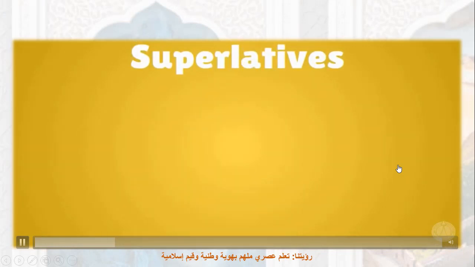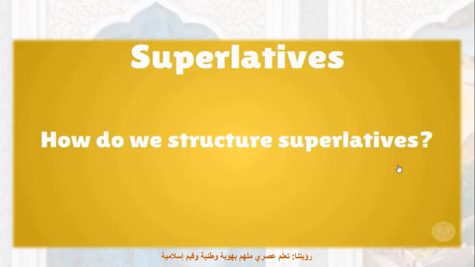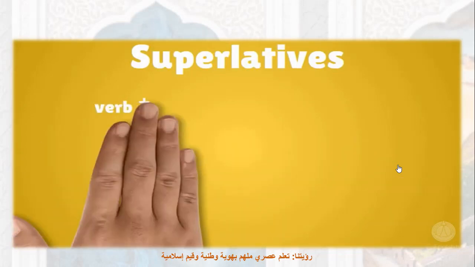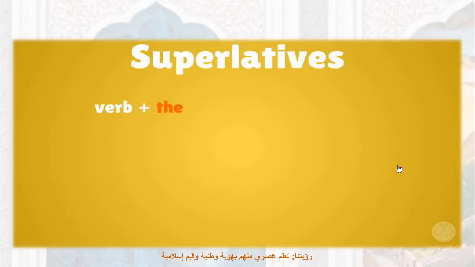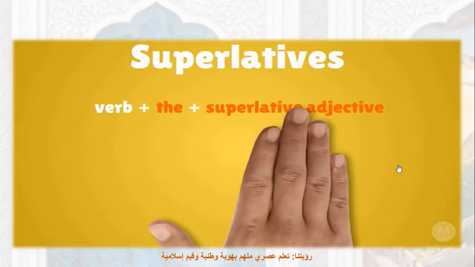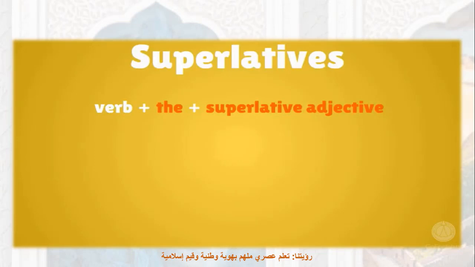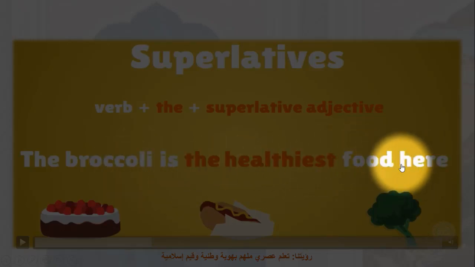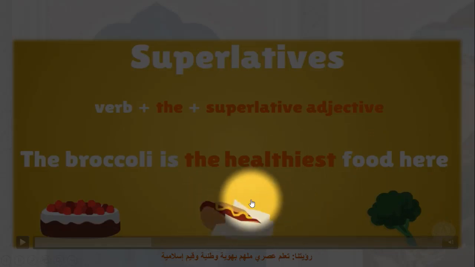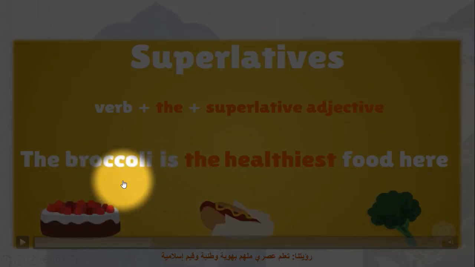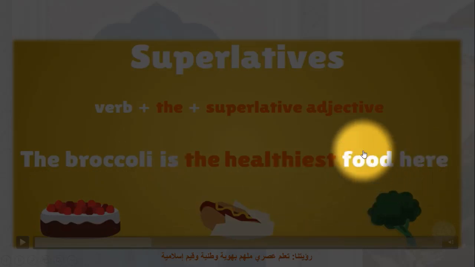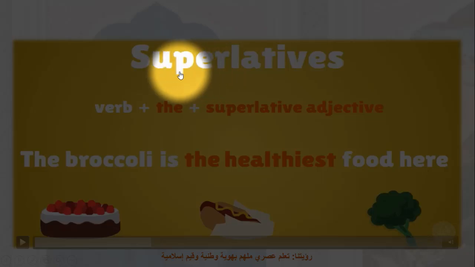What about superlatives? You want to know how to structure superlatives? Again, we need the verb, of course, after a subject, the article the, then we put the superlative adjective, and that's it. Now, the broccoli is the healthiest food here, means that it is healthier than all the other foods. None of the other foods is healthier than the broccoli. And this is what a superlative means.